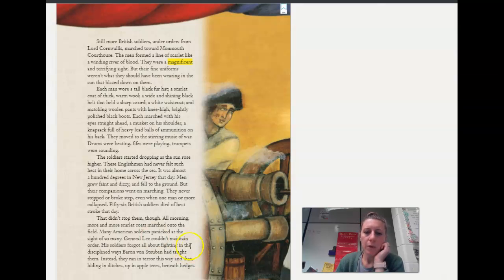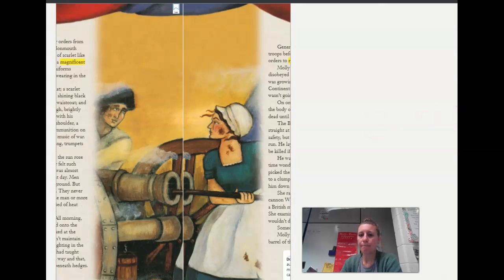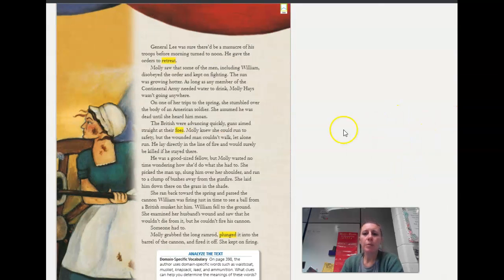Many American soldiers panicked at the sight of so many. General Lee couldn't maintain order. His soldiers forgot all about fighting in the disciplined ways Baron von Steuben had taught them. Instead, they ran in terror this way and that, hiding in ditches, up in apple trees, beneath hedges. General Lee was sure there'd be a massacre of troops before morning turned noon. He gave the orders to retreat. That means to come back.